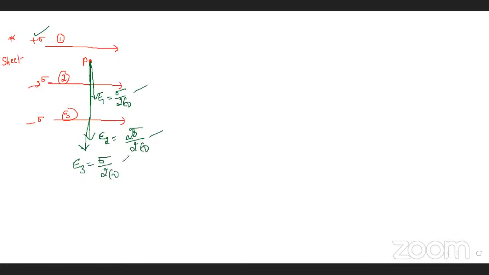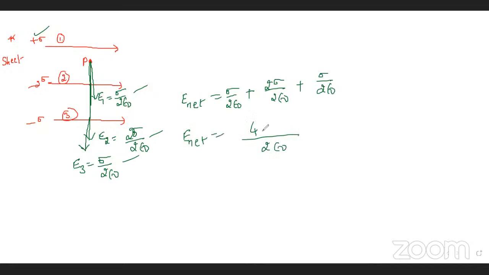How are all these 3 fields acting? In the same direction. If all the 3 fields are acting in the same direction, the net electric field should be added up: sigma by 2 epsilon naught plus 2 sigma by 2 epsilon naught plus sigma by 2 epsilon naught. On simplification, 2 epsilon naught is the LCM, so it will be 4 sigma, so it will be 2 times sigma by epsilon naught. So this is the net electric field because of this diagram. Got it? They will ask this type of question in your NEET exam.